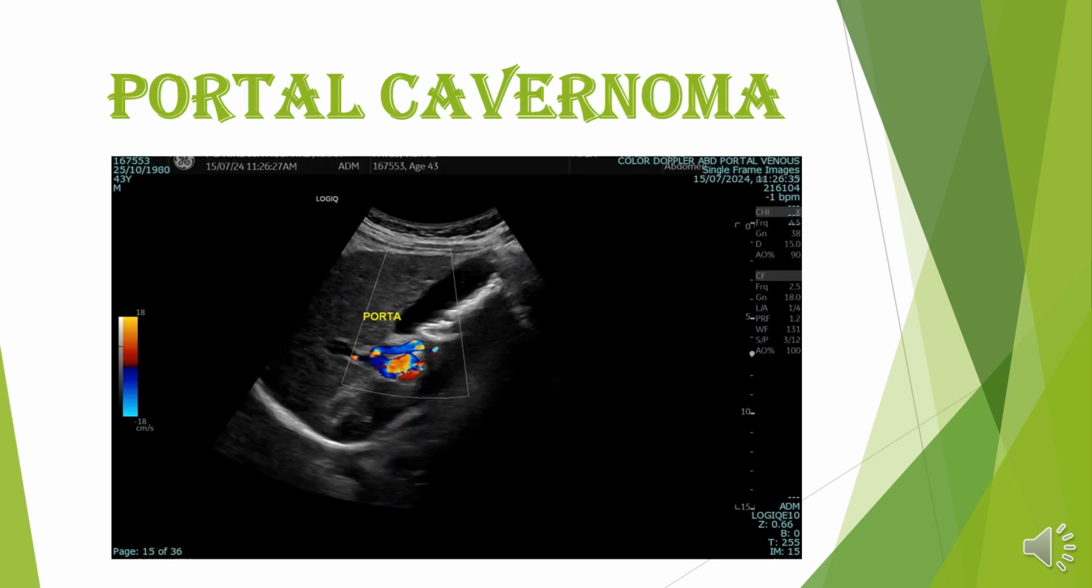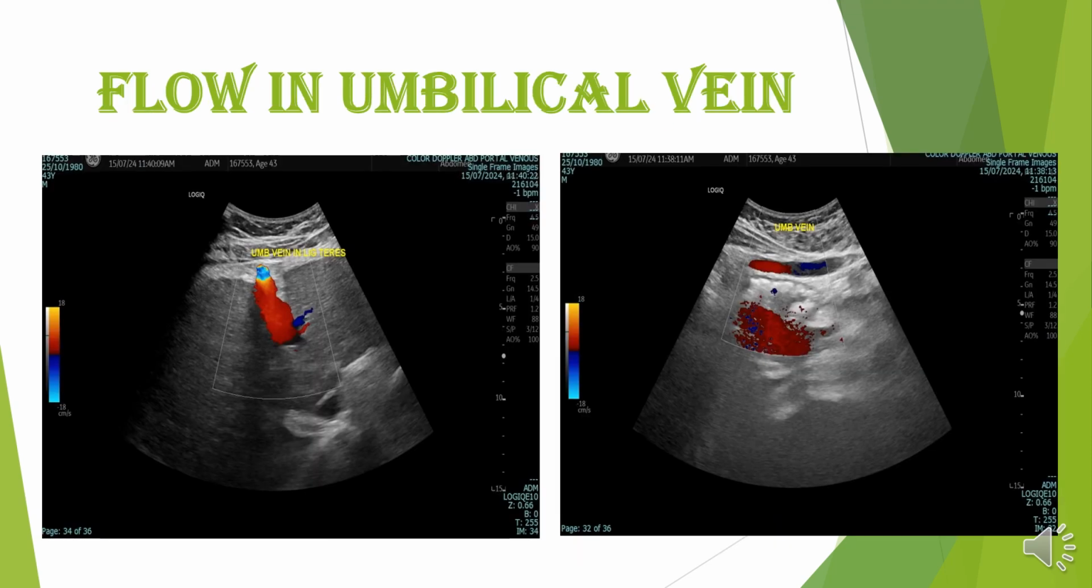This is another case of portal hypertension, where you can see there are multiple periportal collaterals due to portal hypertension, called periportal cavernoma. And this is the characteristic sign of portal hypertension, when the umbilical vein has opened up. You can see the flow in this umbilical vein, which is opened up within the falciform ligament. This is the transverse section, and this is the longitudinal section. This is the flow in the umbilical vein.